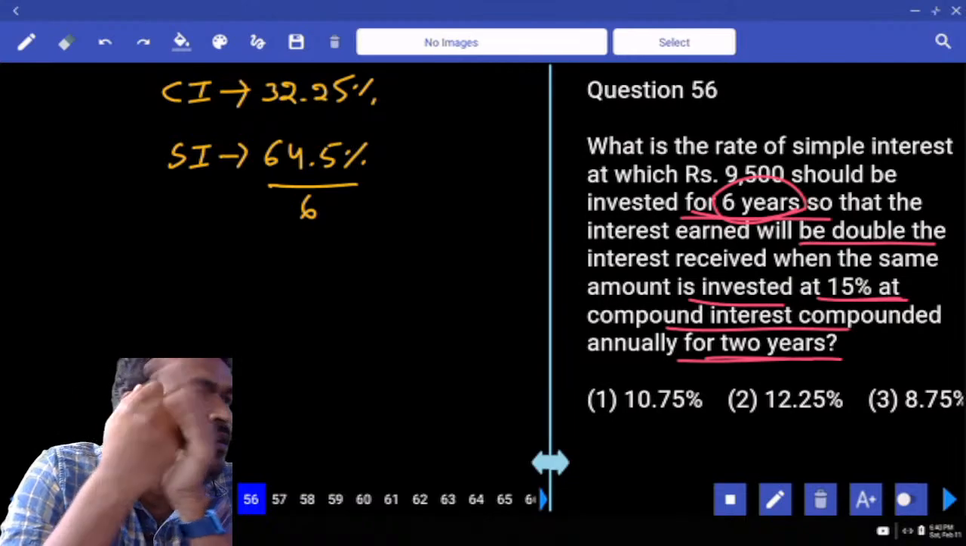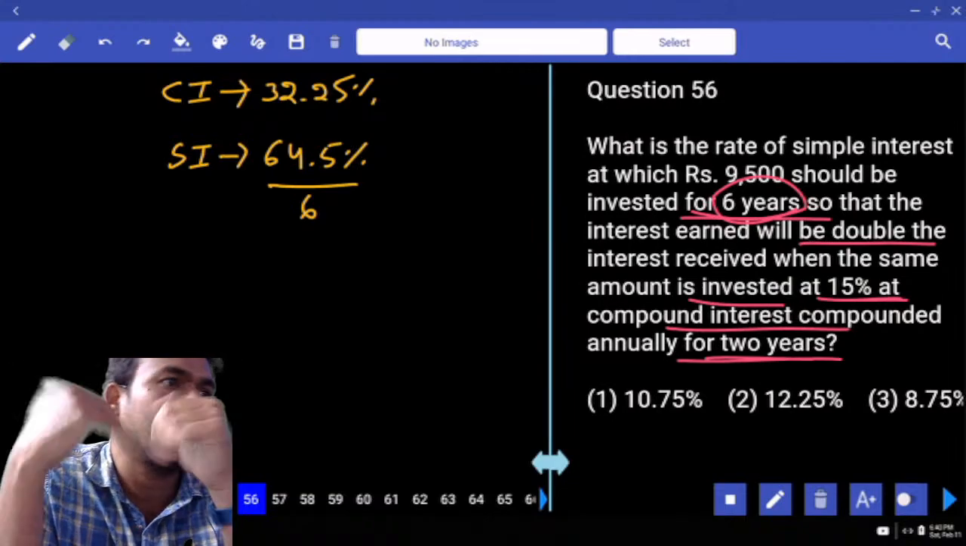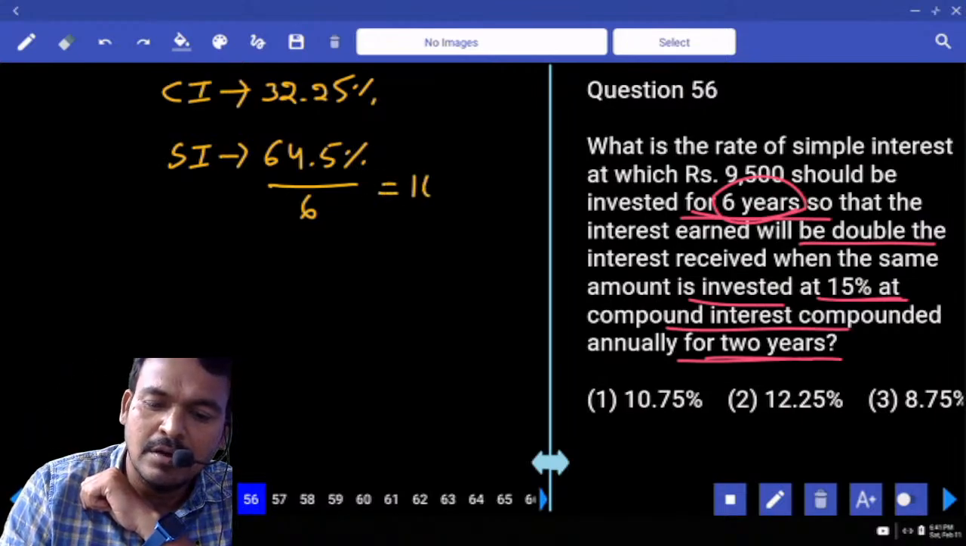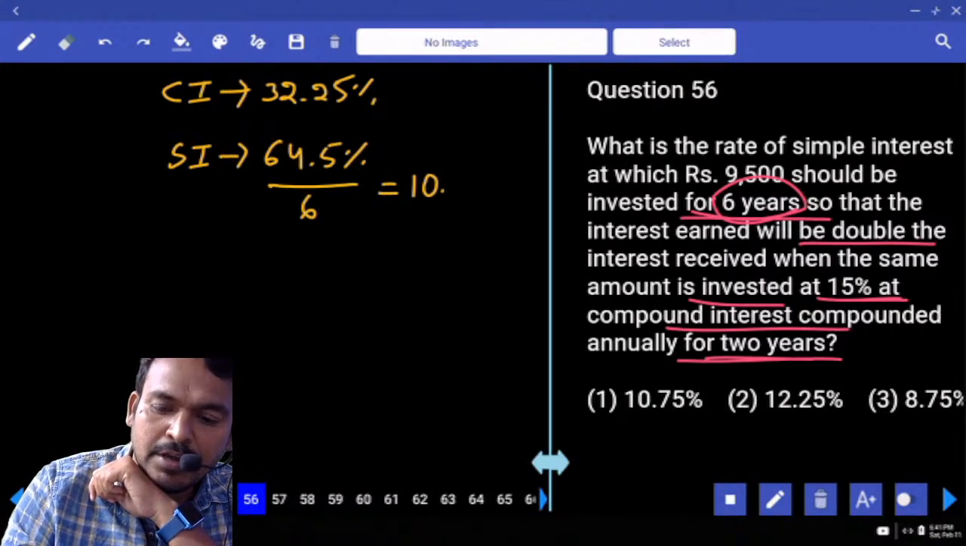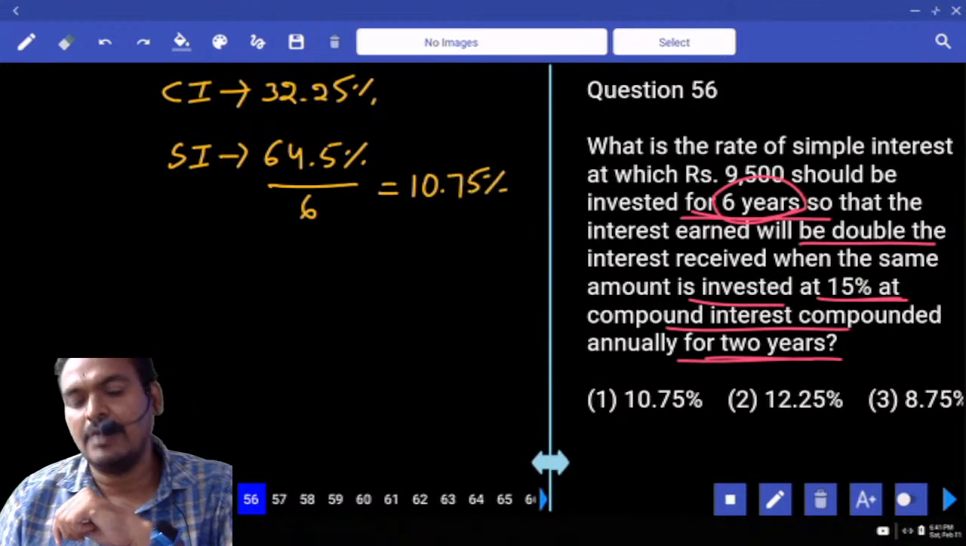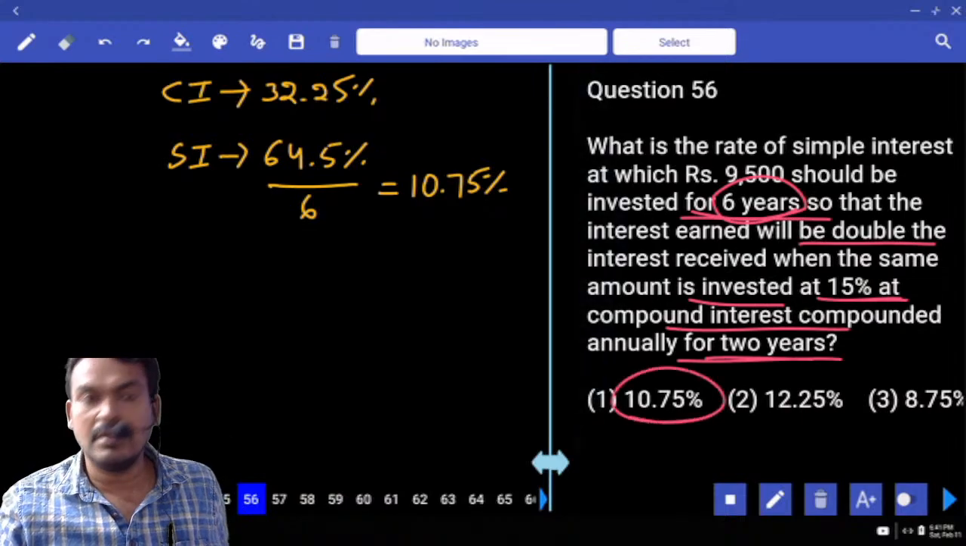Yes or no? 6 years 64.5. Per annum means 64.5 by 6. 6 how many times? 10 times or not? Again how many times? 7 times. Again 5 times or not? 10.75% or not?